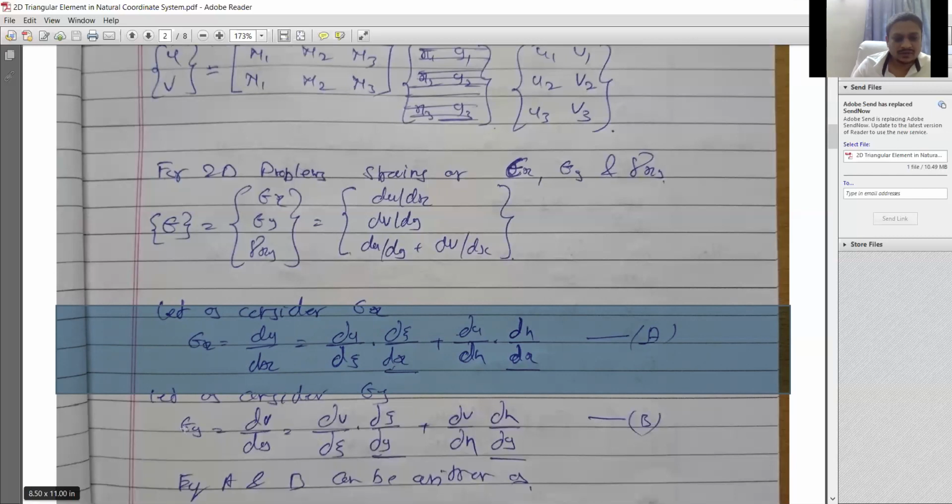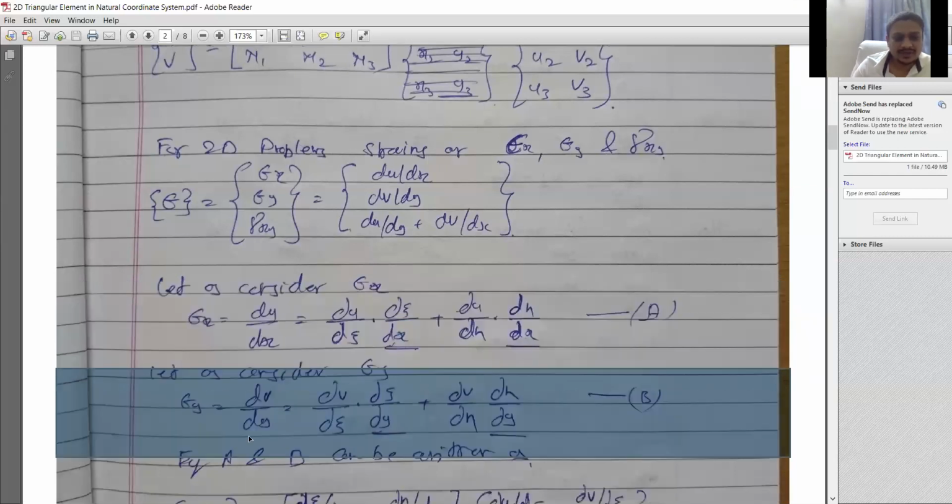Similarly, we can also calculate the strain in y direction as dv by dy. So we cannot go for the derivative of v with y directly. So dv by dy now can be replaced by dv by d xi multiplied by d xi by dy plus dv by d eta multiplied by d eta by dy.